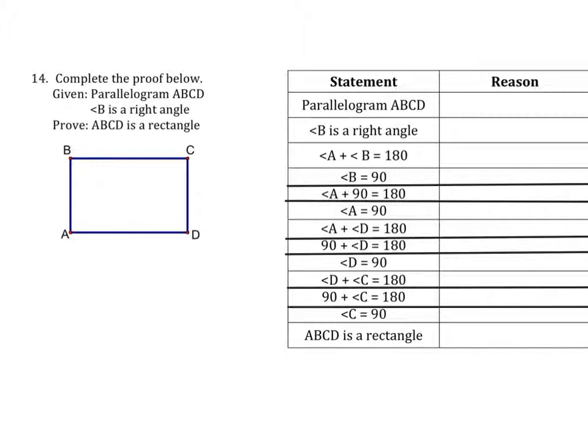Alright, in this proof we are given that we have a parallelogram ABCD. We are also given that angle B is a right angle. We are going to prove that this is a rectangle.